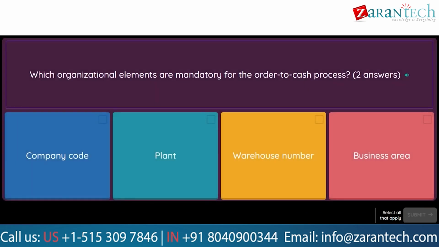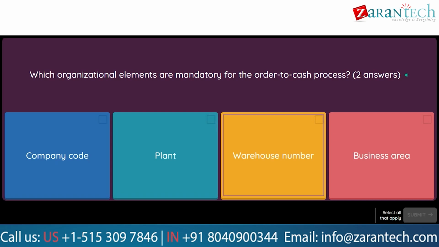Question: which organizational elements are mandatory for the order to cash process? 2 answers. Option 1, company code. Option 2, plant. Option 3, warehouse number. Option 4, business area.